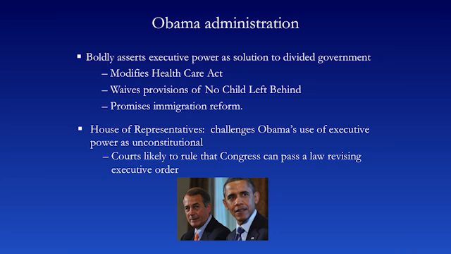So the reaction on Capitol Hill has been divided along party lines. In the House of Representatives, controlled by the opposing party, there's been a move to file a lawsuit that says Obama's use of the executive power is unconstitutional. So this could go to court, and we don't know how it's going to come out.